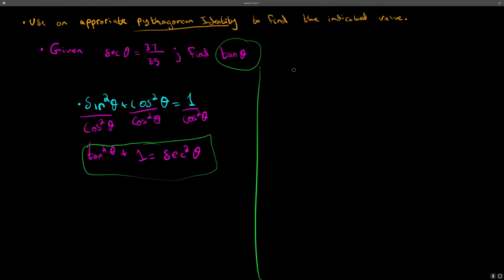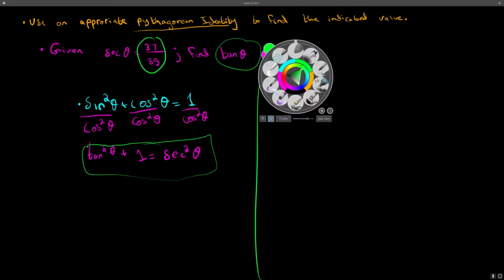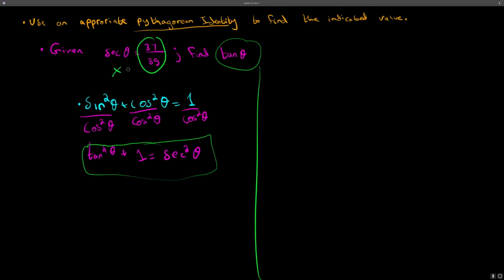Now, to solve, we simply substitute the value of secant. On your calculator, you won't write secant theta equal 37 over 35. You're just going to write 37 over 35 as if it's a variable, x is equal to this, because you're not finding the angle. So let's find the tangent. We do tangent squared plus 1 equal to secant squared. We substitute 37 over 35, so it'll be equal to 37 over 35 squared, right?